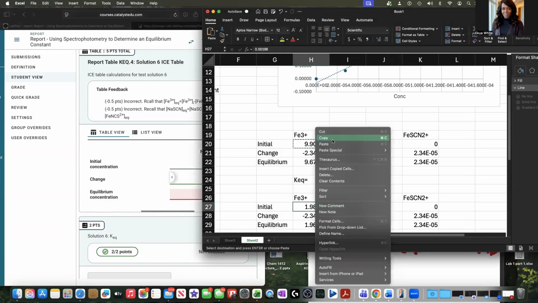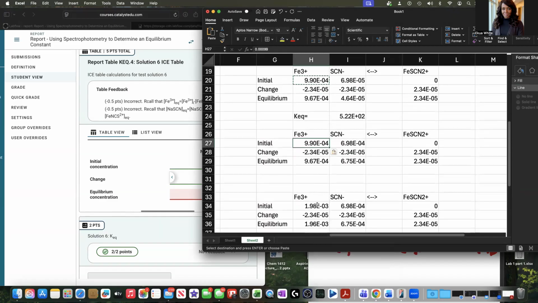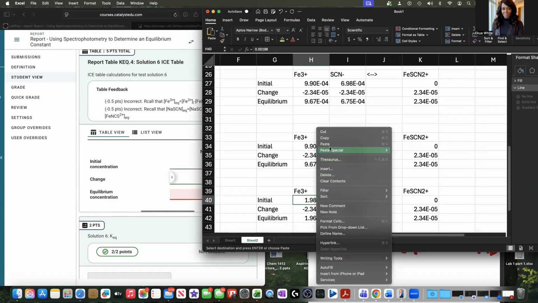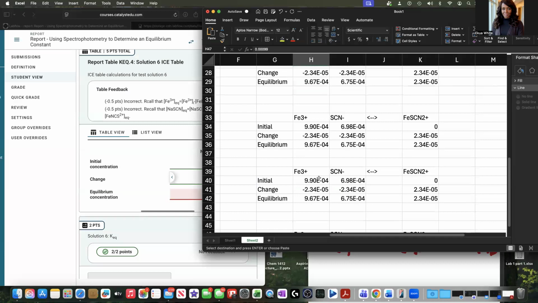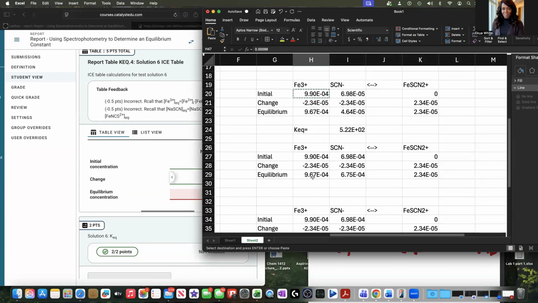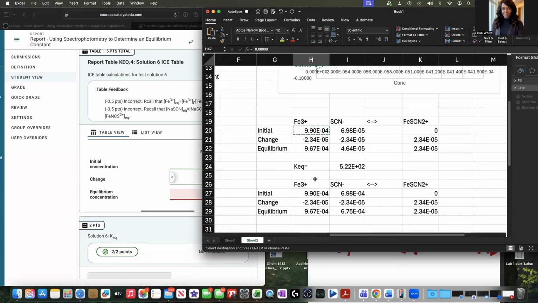So I can copy this over. Copy this, paste it here, paste. That's going to be true for all. Paste, paste, paste. Okay. So the thiocyanate, let's see. I wrote different numbers. Oh, for this one is different. Okay, yeah, because they're different for each solution, right? The iron amount is the same.